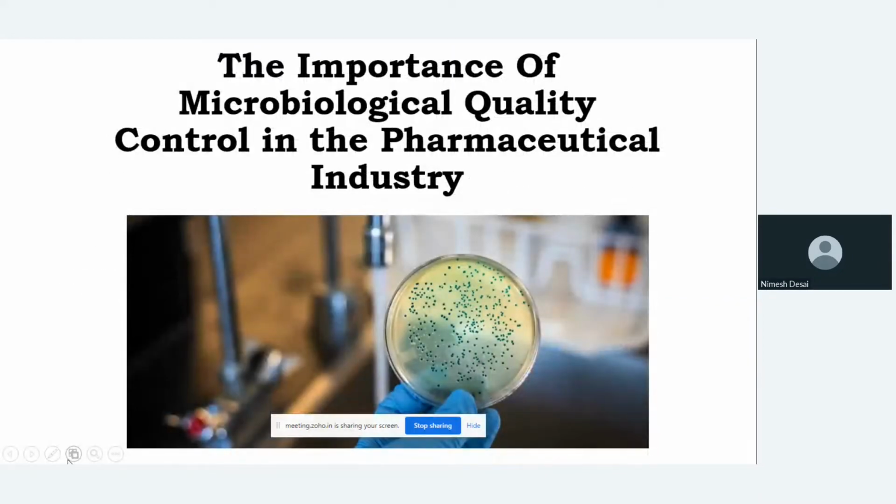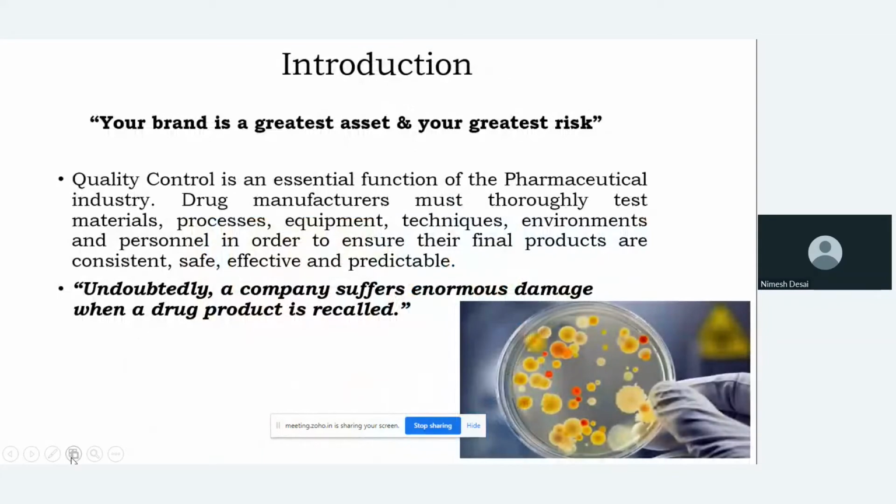Today I am going to explain the importance of microbiological quality control in the pharmaceutical industry. First of all, your brand is your greatest asset and your greatest risk. Quality control is an essential function of the pharmaceutical industry. Drug manufacturers must thoroughly test materials, processes, equipment, techniques, environments, and personnel in order to ensure the final products are consistent, safe, effective, and predictable. Undoubtedly, a company suffers enormous damages when a drug product is recalled.